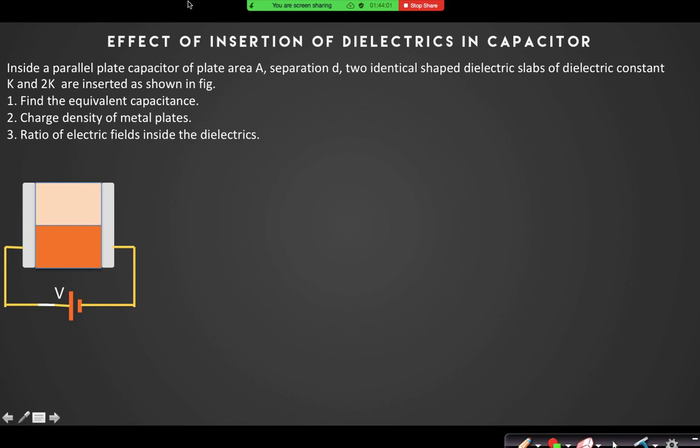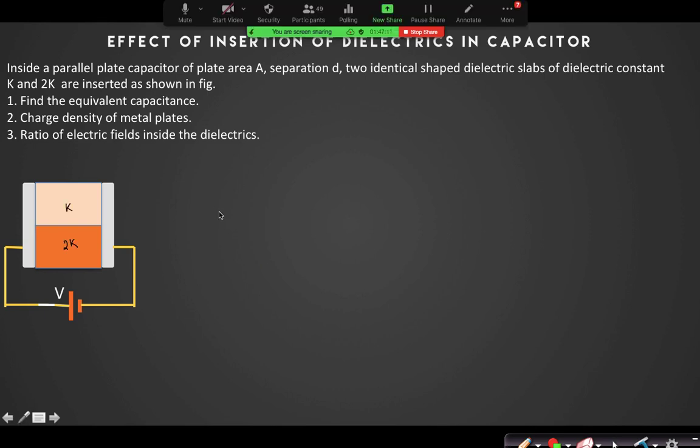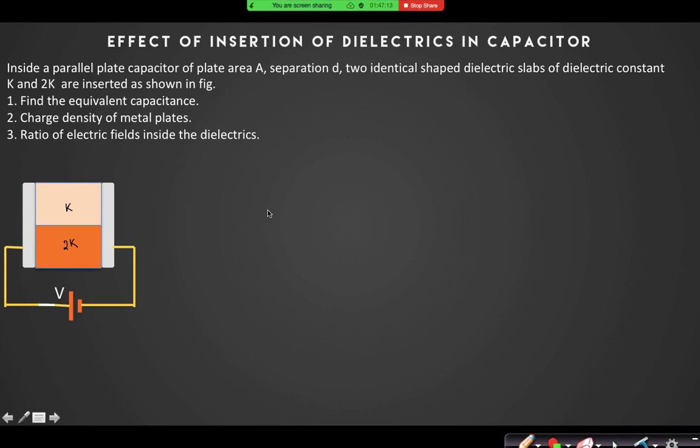Now try to solve this question also, all these three parts. All right, let me just solve it.